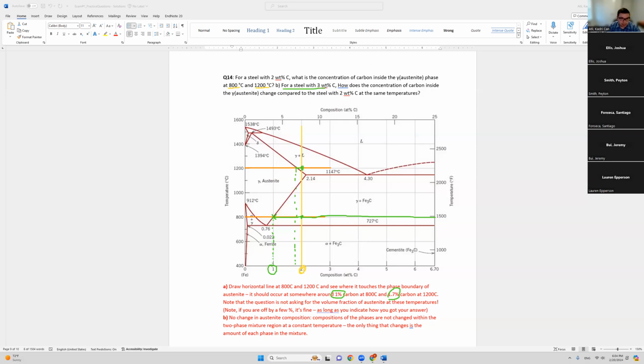For a steel with 3 weight percent carbon, how does the concentration of carbon inside the austenite change compared to the steel with 2 weight percent of carbon at the same temperatures? Okay, let's draw our line again. 3 weight percent, right? I'm here.